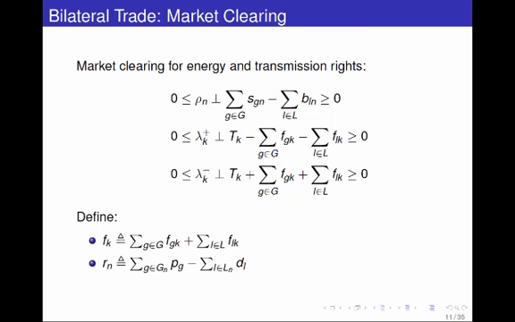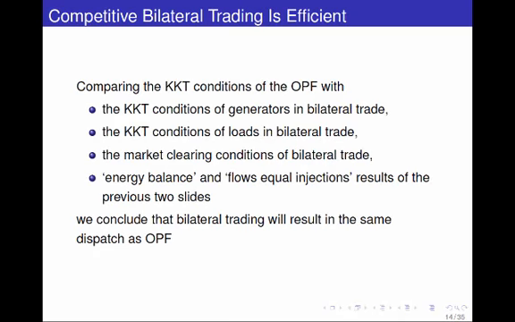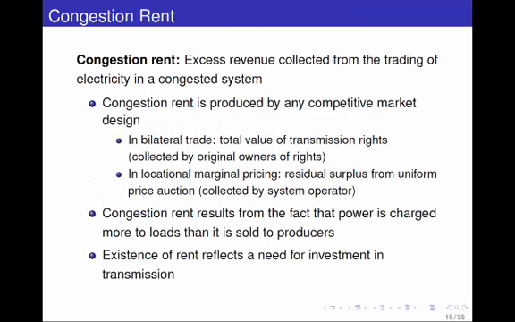Okay, so the conclusion is that bilateral trade is the same as if you did centralized optimization. The way to prove it is by comparing KKT conditions, and that closes that part of the lecture.